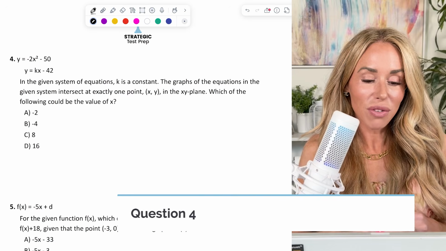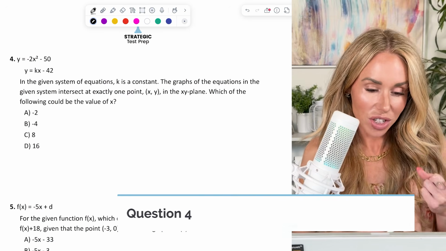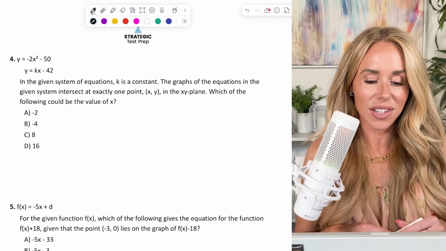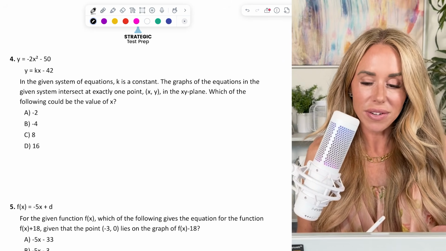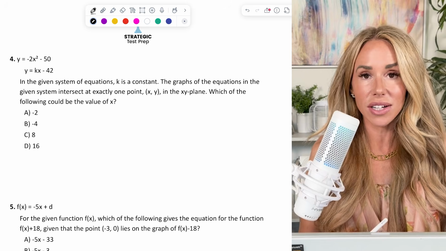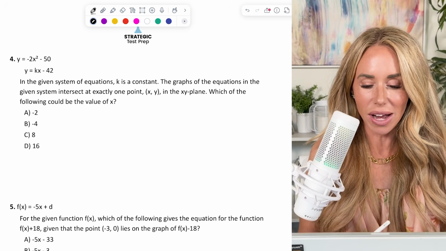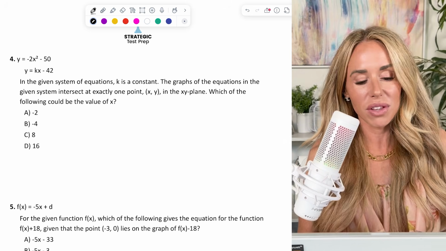All right, let's look at number 4. We have a quadratic and then we have a line. It says in the given systems of equations, K is a constant. The graphs of the equations in the given system intersect at exactly one point, x comma y, in the xy plane. What could be the value of x?